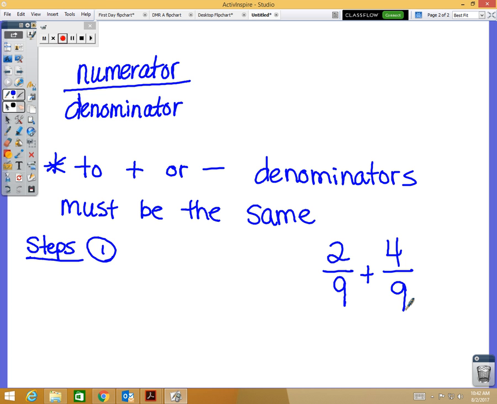Okay, so add or subtract, right? Because we want to say it for any problem. Add or subtract numerators. So we will always want to be very careful to pay attention to if it's adding or subtracting, okay? So don't get in a hurry and add on everything or subtract on everything. So 2 plus 4 is 6.